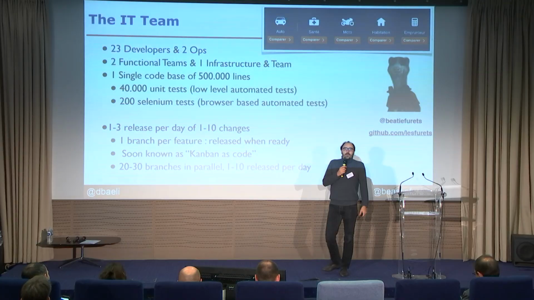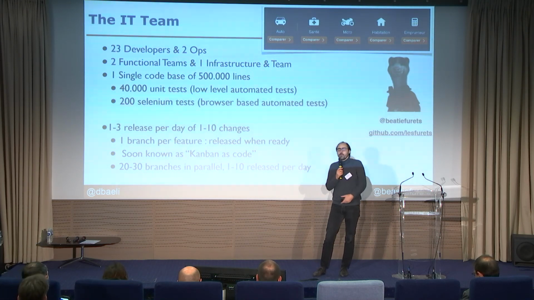So we have to handle all the business of an IT system, from database to UX, insurance, user interfaces, and everything. Behind that, we have a team of 23 developers. The company is 70 people in France. And we have 500,000 lines of code, which is not that big, not that small. We have a single code base. So we have 25 people working on the same big code base.